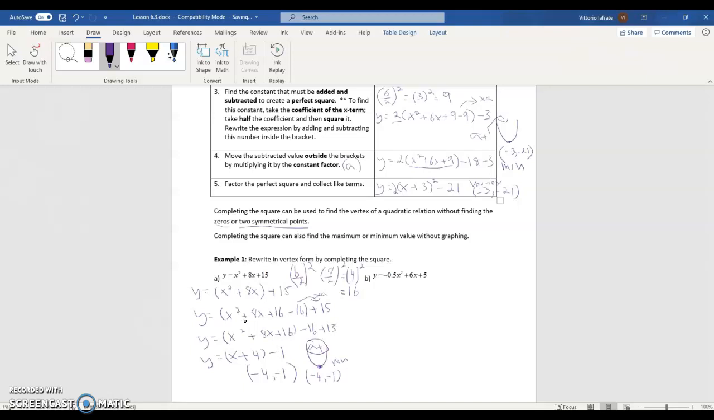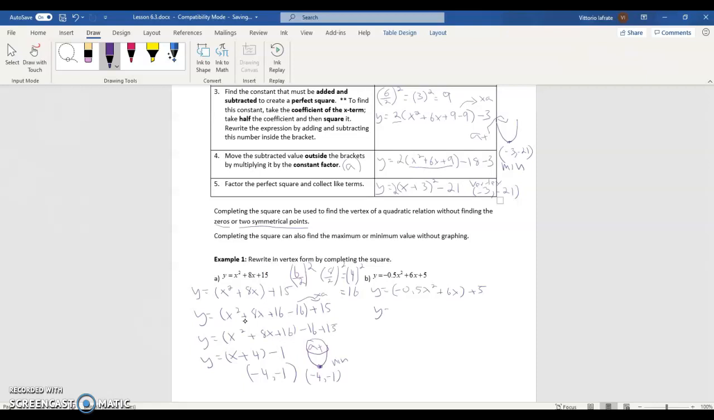So, same idea. We're going to put brackets around the first two terms. So we have y is equal to -0.5x squared plus 6x plus 5. We're going to take out the common constant factor.